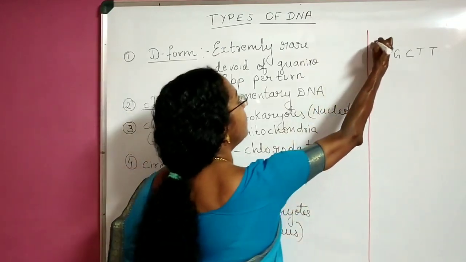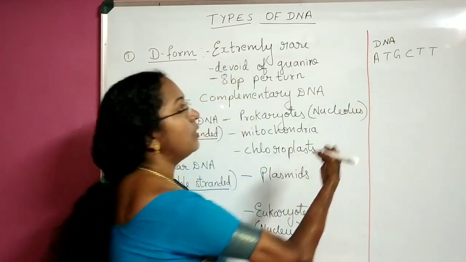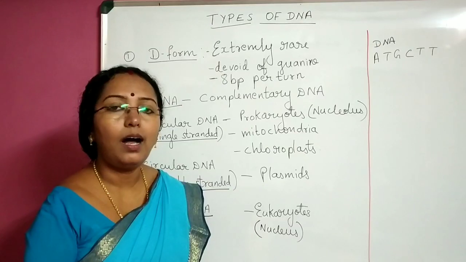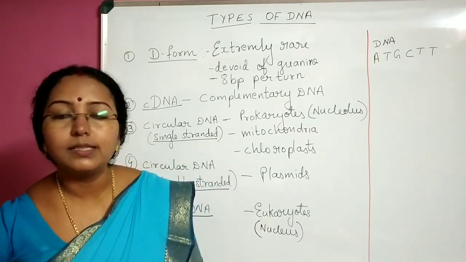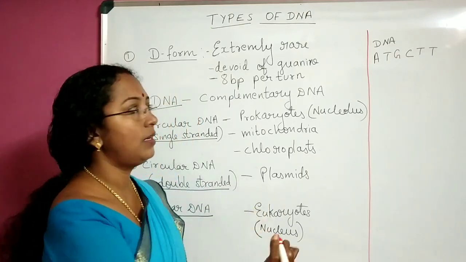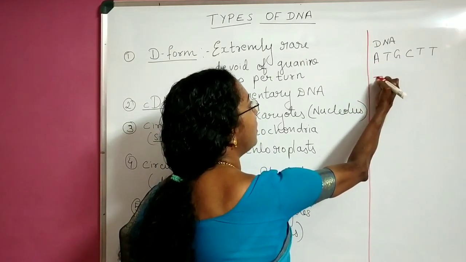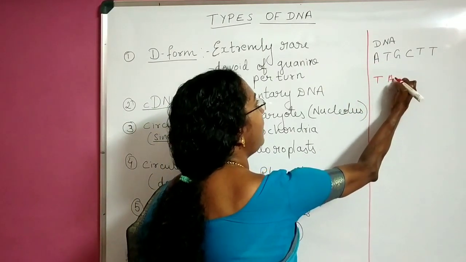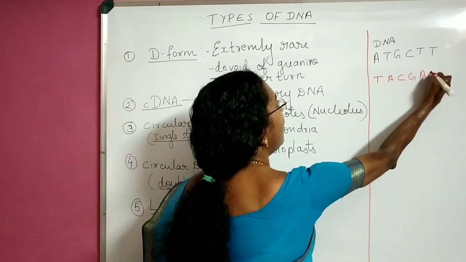So here, this is the DNA strand, and this DNA is now giving information for the production of an RNA molecule. So how will the RNA molecule be? The bases in the RNA molecule will be complementary to the bases in DNA. So adenine pairs with thymine. So I am writing here T, then A, C, G, A.